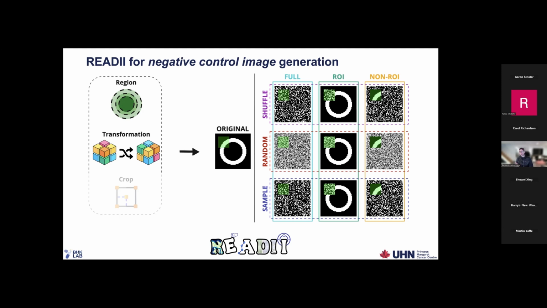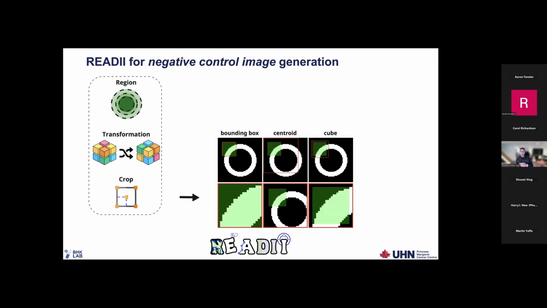You just sample from either the full image, or you actually sample from the distribution of voxels. So you kind of create synthetic data that way. And again, from either the full image, the region of interest, or everything but the region of interest. So suddenly those negative controls got quite a bit more sophisticated.